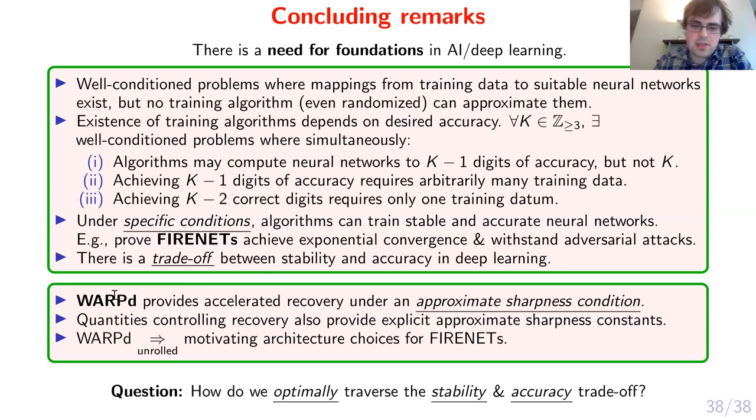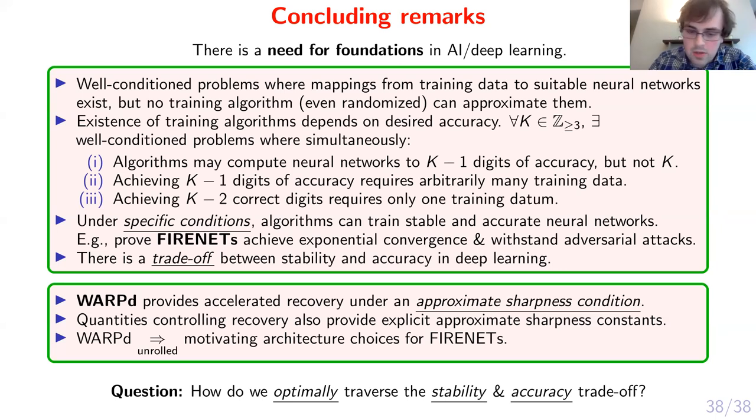So I showed you WARPd, which was this unrolled primal dual restart method. And this allows you to provide accelerated recovery of certain optimization problems under an approximate sharpness condition. So I didn't actually say this, but the quantities that control recovery in the theorems, so a theorem saying, if I solve this optimization problem, I'm this close to the vector x, those types of theorems also provide the explicit constants C1 and C2 in the approximate sharpness condition. And then I showed you how WARPd can be unrolled as a neural network. And these were actually the motivating architecture for FIRENETs.